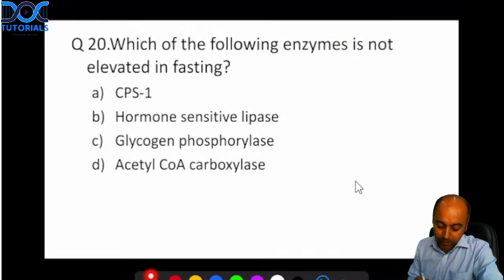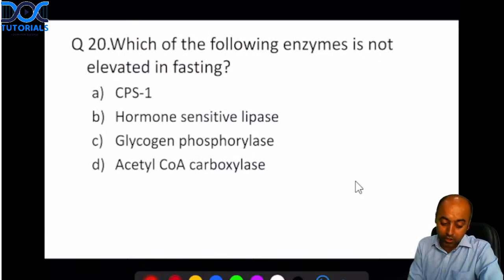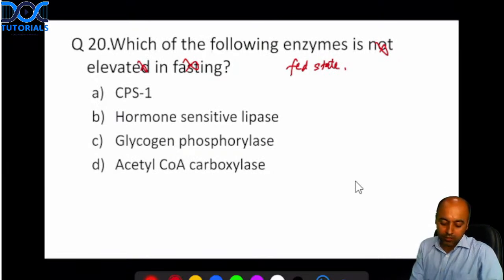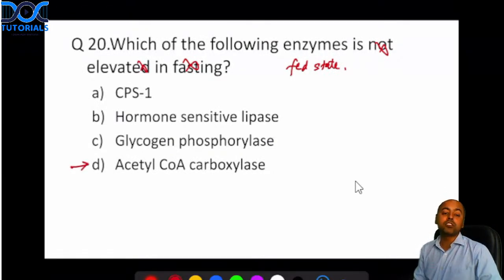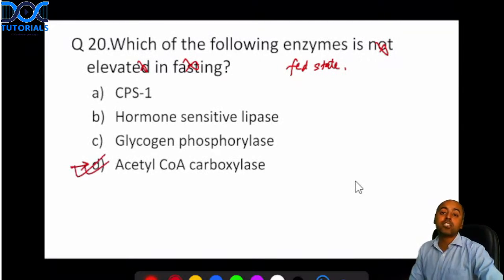Okay. Question number 20, which of the following enzymes is not elevated in fasting? Okay, so again, it says not elevated and it says fasting. So remove both. Which enzyme is activated in the fed state? Again, in the fed state, fatty acid synthesis, lipogenesis is activated. So the only enzyme among the first 6 pathways is acetyl coenzyme A carboxylase, which is part of lipogenesis. Okay, so in fed state, lipogenesis will be upregulated. The enzyme is acetyl coenzyme A carboxylase.